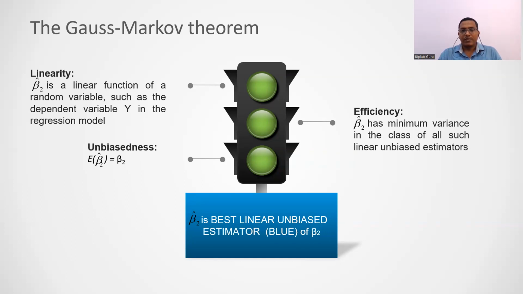Efficiency means beta 2 hat has the minimum variance in the class of all such linear unbiased estimators. If these three properties are satisfied, then beta 2 hat is the best linear unbiased estimator of beta 2, or what we say as beta 2 hat is BLUE for beta 2.